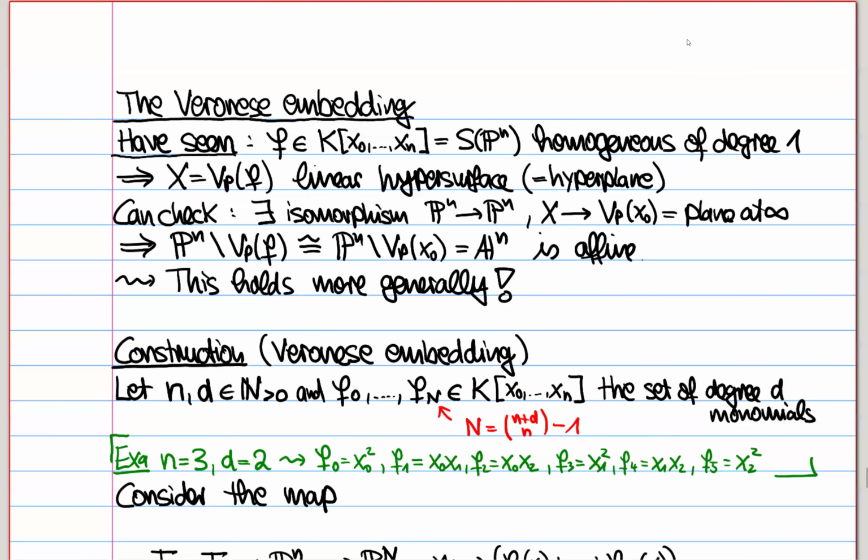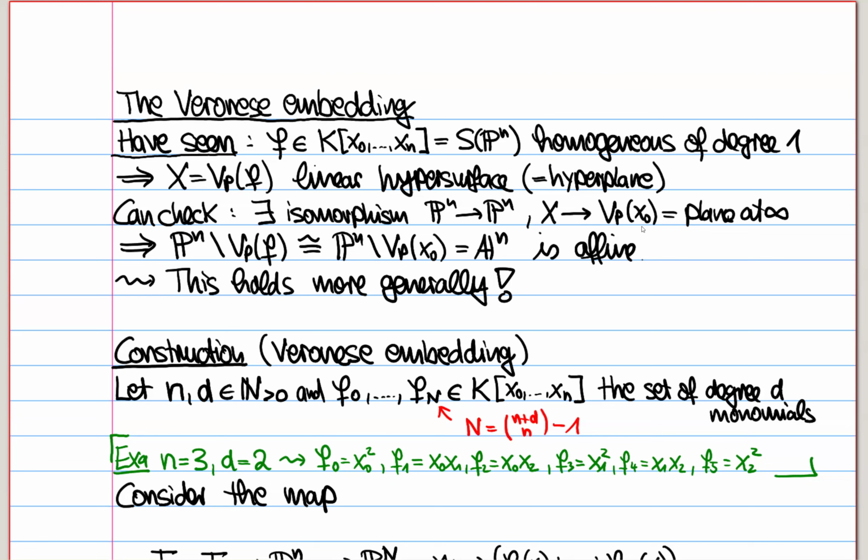We have seen before that when f in n plus 1 variables is a homogeneous polynomial of degree 1, so a linear function, then its vanishing locus is a linear hypersurface, also called a hyperplane. And then one can check, and we're going to do this at the end of the video, that there exists an isomorphism of Pn to Pn which sends this linear hypersurface to our favorite hyperplane, namely the hyperplane at infinity, cut out by the equation x0 equals 0.